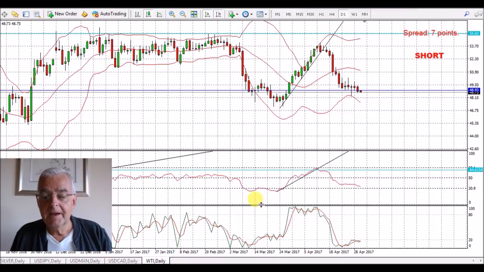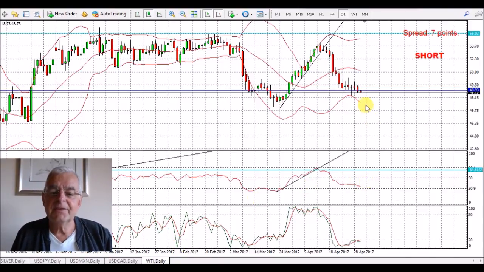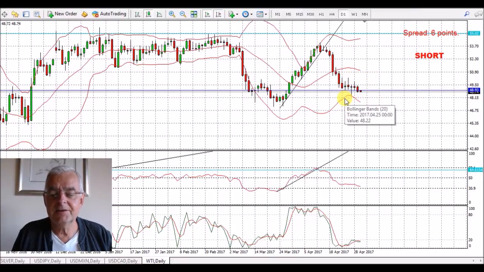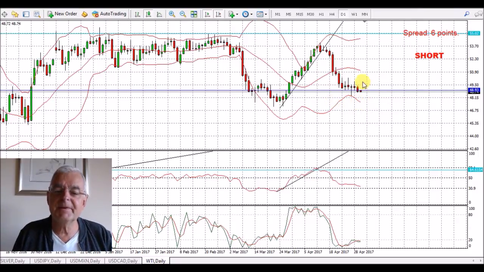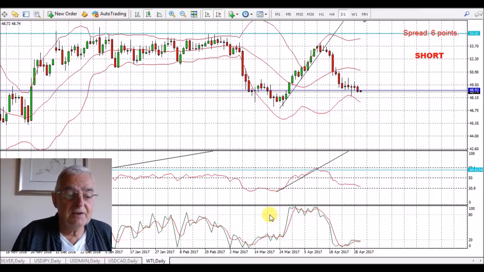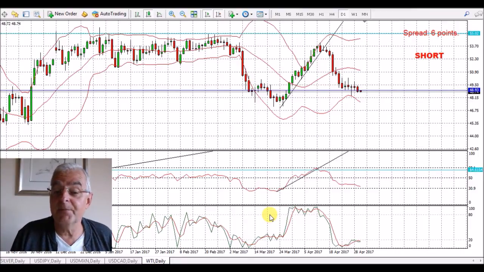Oil, we're sort of in support at the moment. I don't know if it's going to break through. Difficult one. If it pops back up to the mid Bollinger Band, I'm going to short it, but we'll see what happens. No desperate rush to get into it. What I do like about the trade is it's a positive swap, so we'll look at that later on in the week.